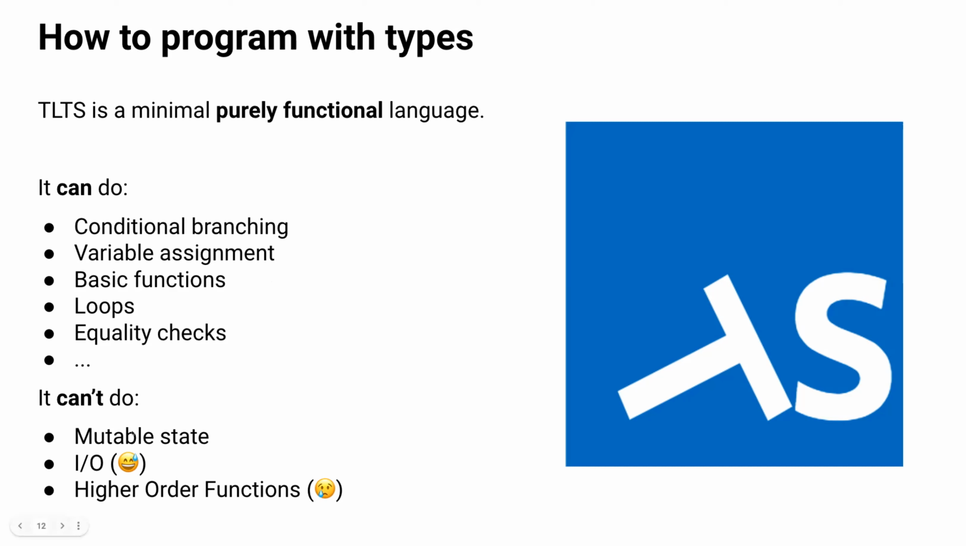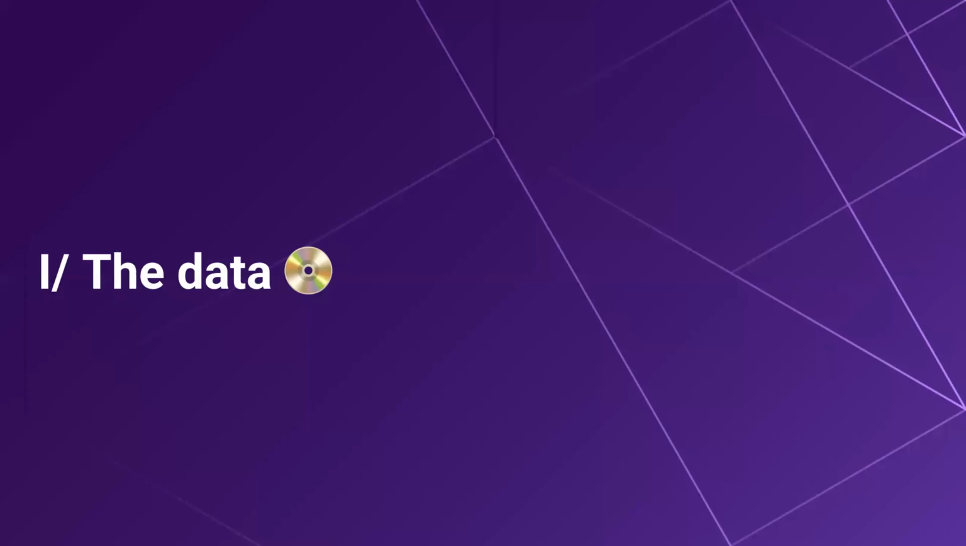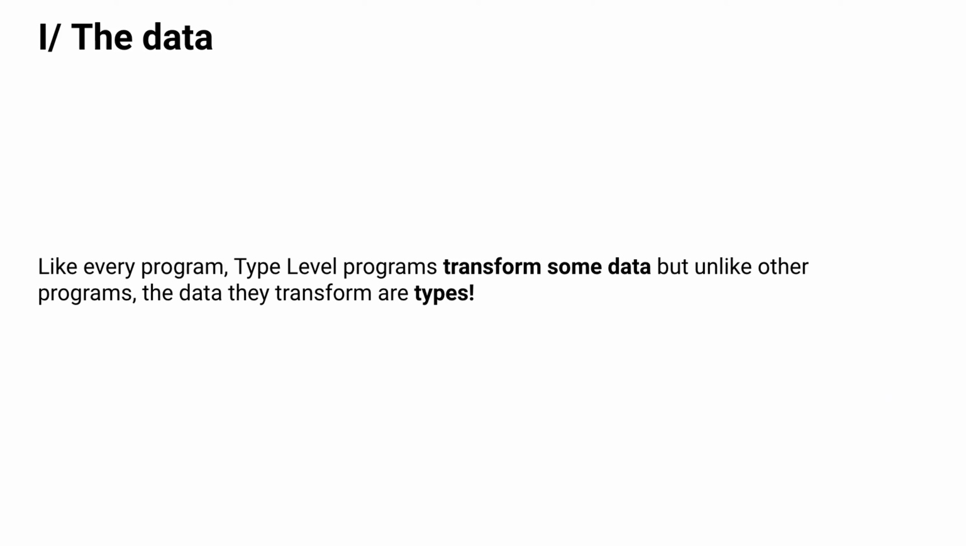But some of the things you can't do is mutable state. You cannot have a variable that you update over time. It cannot do input output, and that's fortunate. We don't want my type system to read my files. And it doesn't have higher order functions, which means functions taking other functions. So another way to say that is that functions are not first-class values in the type level of TypeScript.